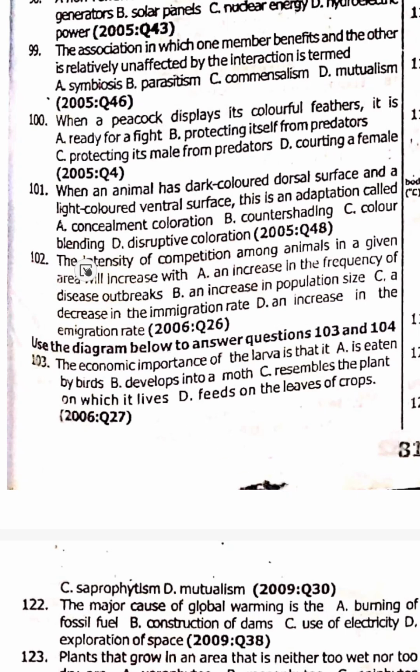So let's go. 100. Number 99 is commercialism, Option C. 100. When a peacock displays its colorful feathers, it is courting a female.